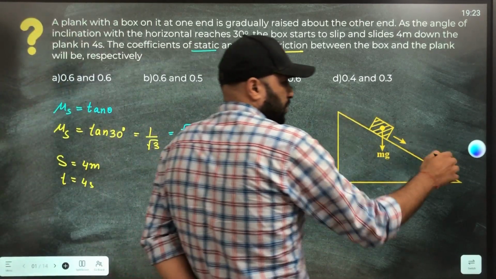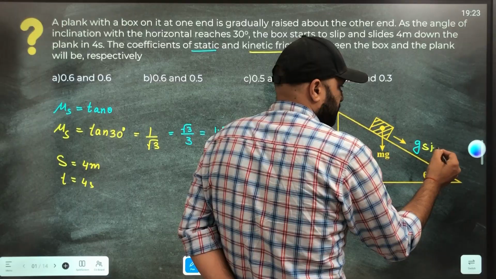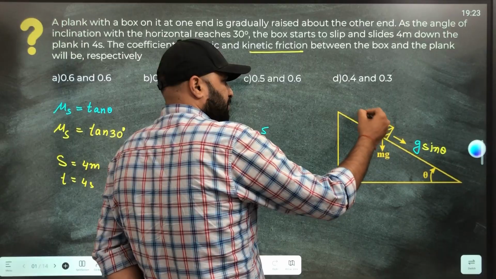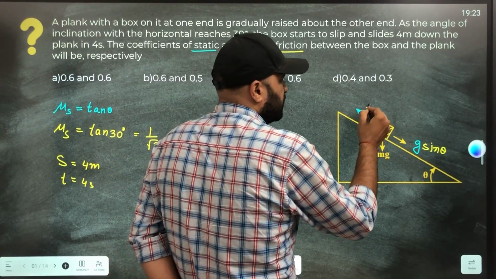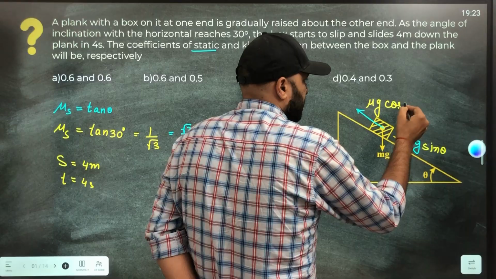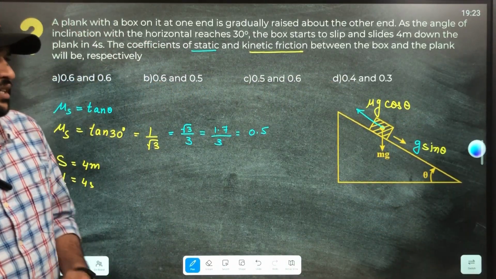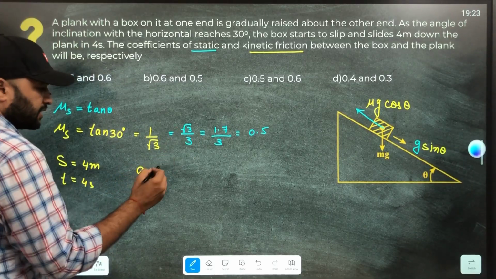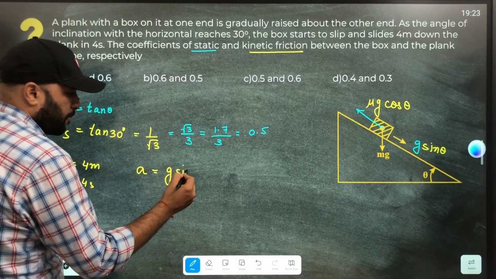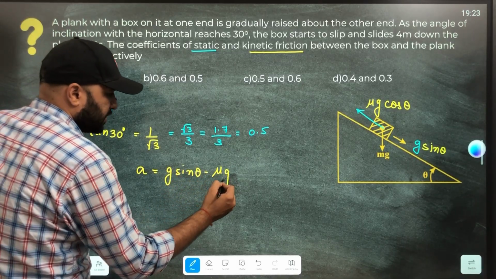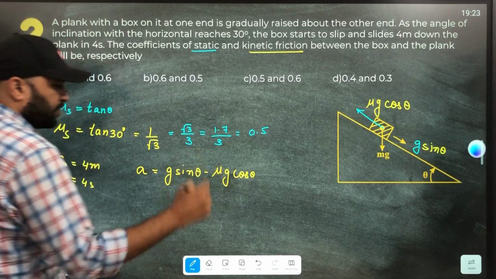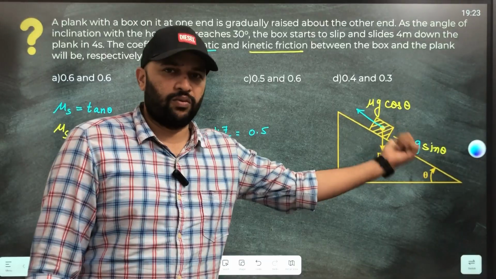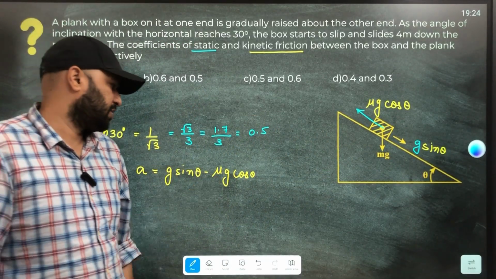We know that the acceleration going downward will be g sine theta, which is responsible for this block to go down, and something which stops it from going down is mu g cos theta. I hope you remember that, right? The resultant acceleration a acting on the system is g sine theta minus mu g cos theta, right? Here mu is the coefficient of kinetic friction, because the system is moving downward. This is static friction, this is kinetic friction over here.